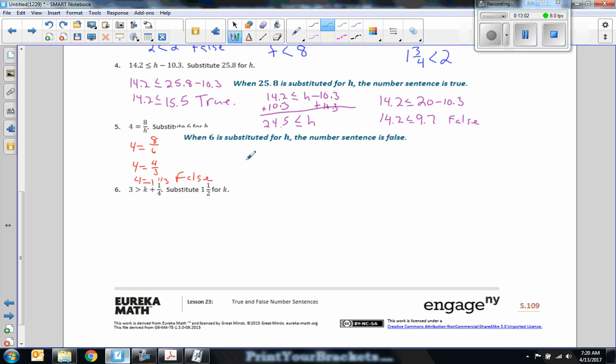I want to know when this number sentence is true, so I'm going to write 4 equals 8 over h. Okay, so in order to get rid of this, I want to get rid of this fraction. There is a shortcut. I will not show you that. I'm just going to get that h out from underneath, and when I do that, I get 4h equals 8. And then when I divide by 4, I get h equals 8 divided by 4, or h equals 2. This is the only value that would make this statement true.